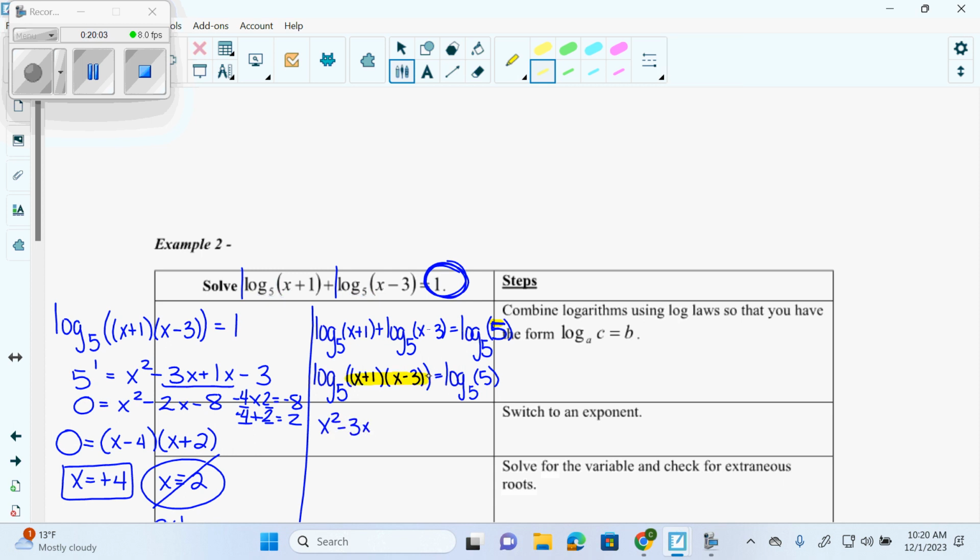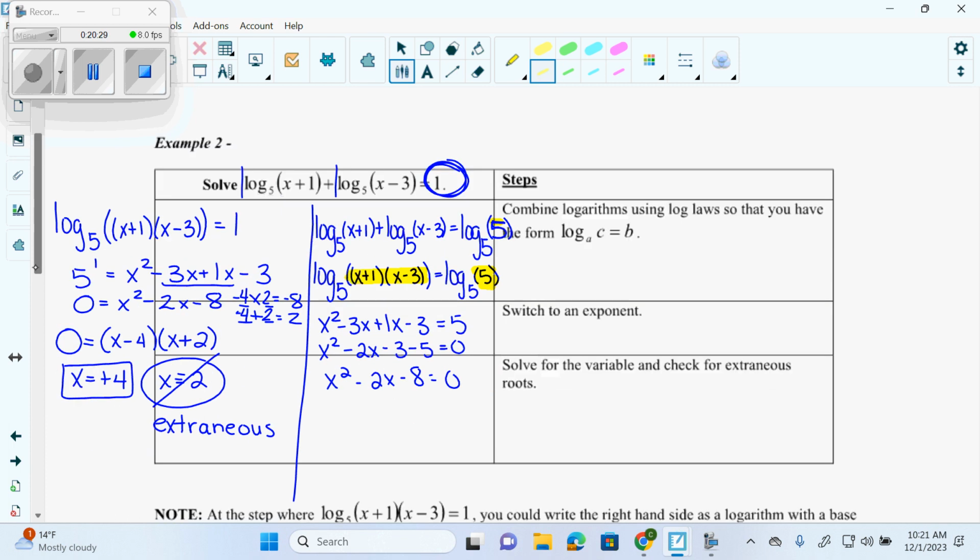Now these equal, right? So I get x squared minus 3x plus 1x minus 3 equals 5. Then I have to get everything to one side: x squared minus 2x minus 3 minus 5, so x squared minus 2x minus 8. So ultimately, in the end, you end up in the same spot, right? Look at this, it ends up being the same quadratic in the end, no matter which route. Both equations are going to have to give the same answer, right? Yeah, no matter what.